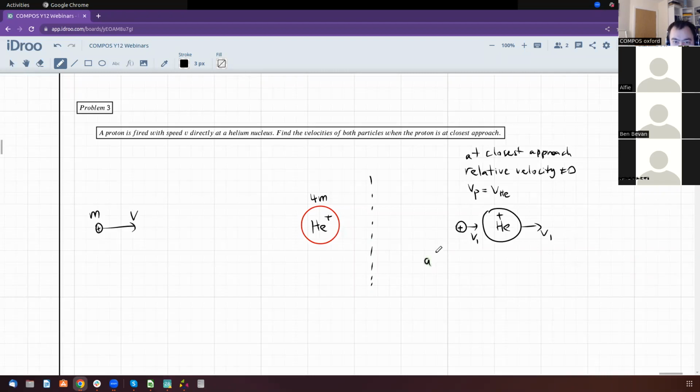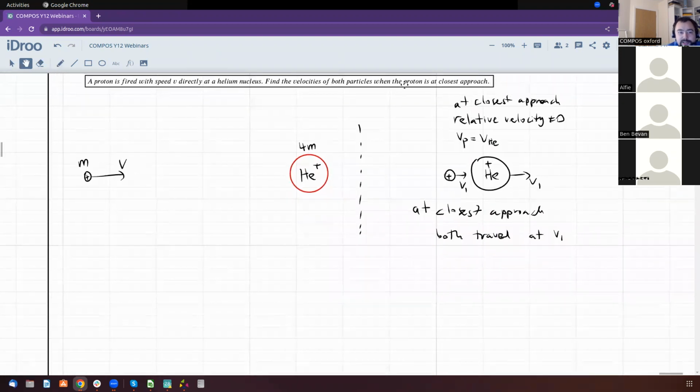So at closest approach, both travel at V1. Okay. Find the velocities of both particles when they are at close approach. So find V1. That's what we need to do.